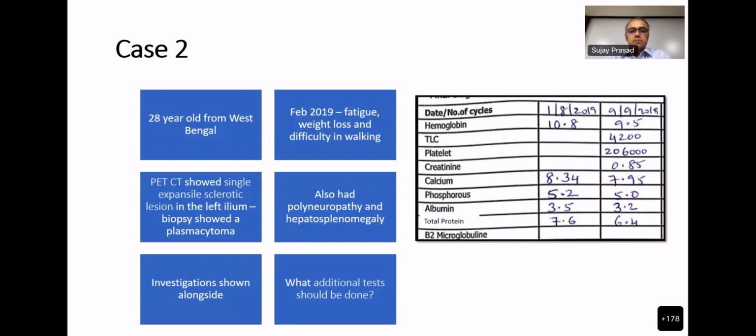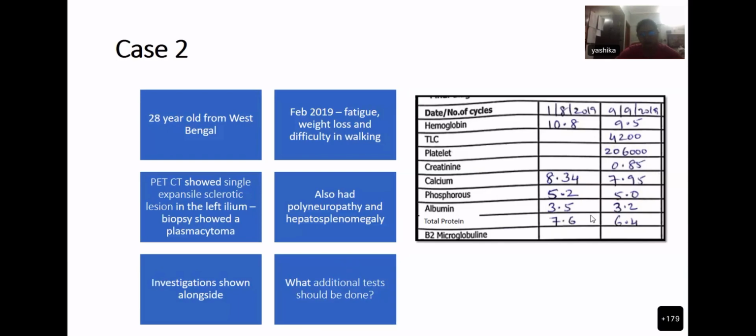Okay, so we can move on to the next case. The second case, Dr. Yashika Sharma. Yes, sir. Would you like to present the case? Yes, sir. A 28-year-old from West Bengal complained of fatigue, weight loss, and difficulty in walking. The PET scan showed a single expansile sclerotic lesion in the left ilium, and the biopsy showed plasmacytoma. He also had polyneuropathy and hepatosplenomegaly. The investigations are given.